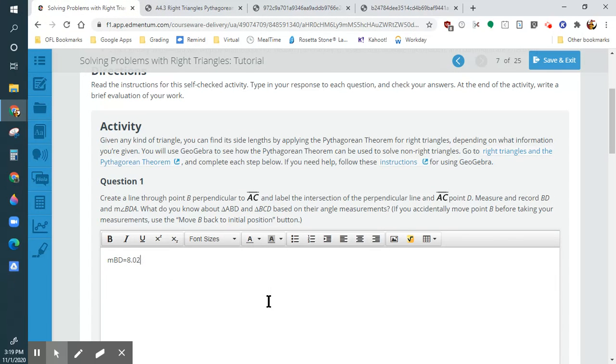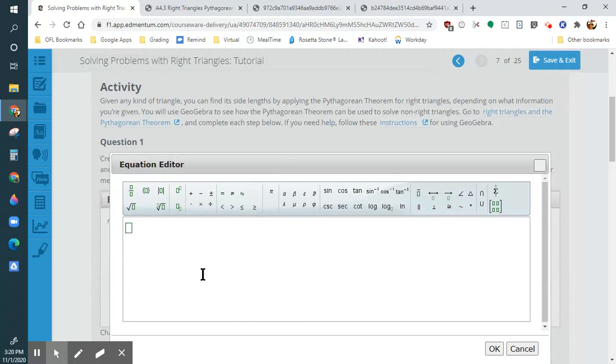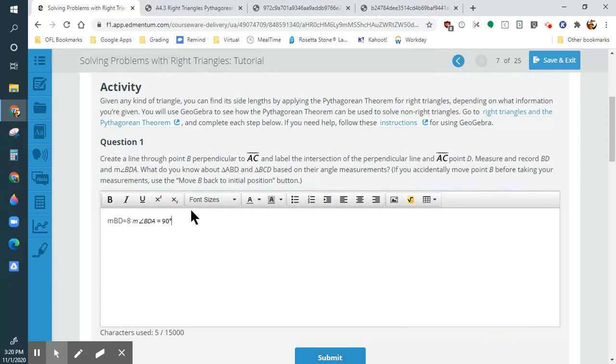So because GeoGebra is being weird, I'm probably gonna guess that this is supposed to be 8. I'm just gonna round it to 8. I'm gonna round the angle measurement as well because something's going on with GeoGebra right now. Measurement of angle BDA, I'm going to say that's equal to 90. I'm going to be fancy and put a little degree sign there. So that's the measurement.